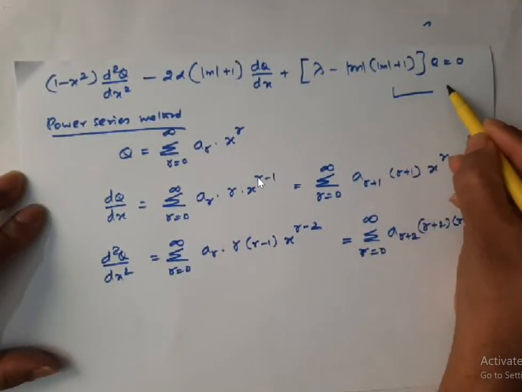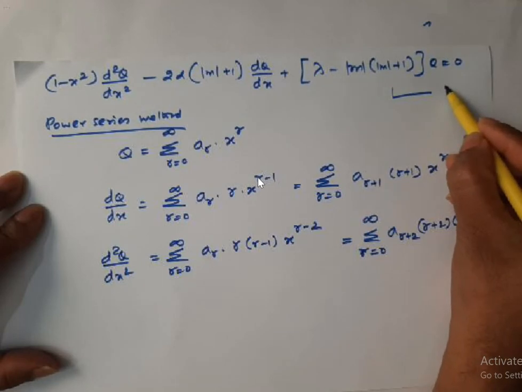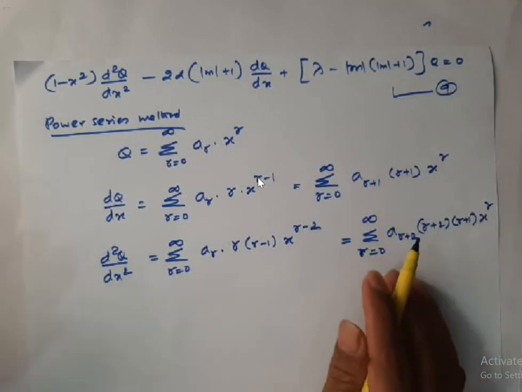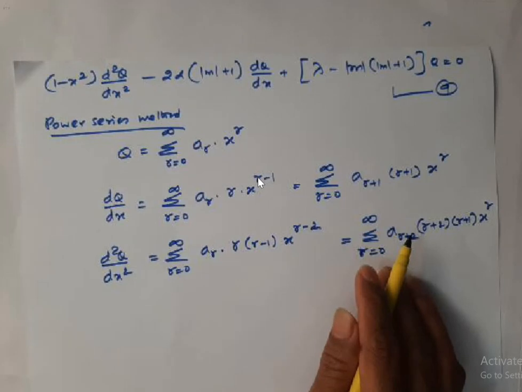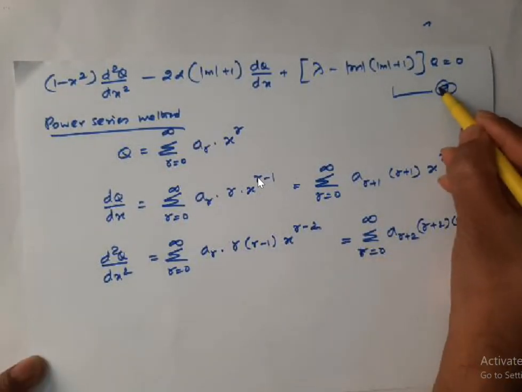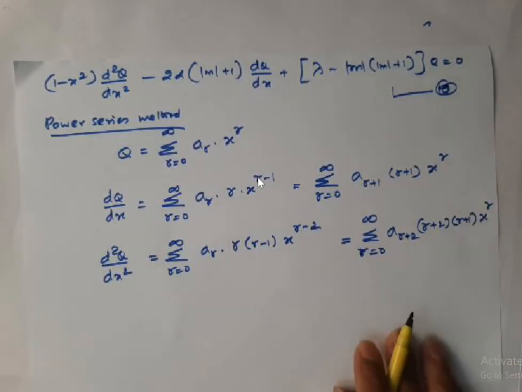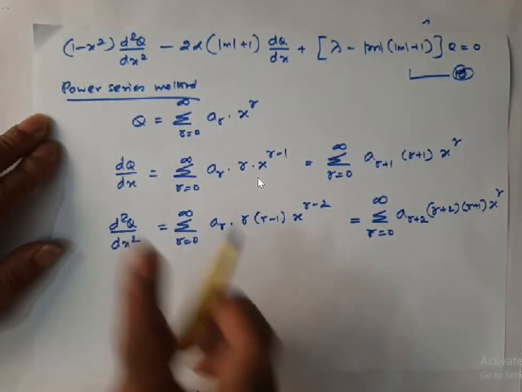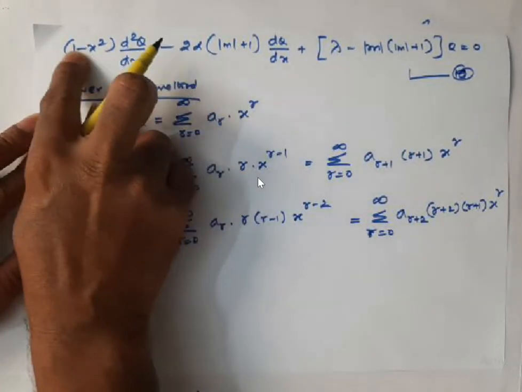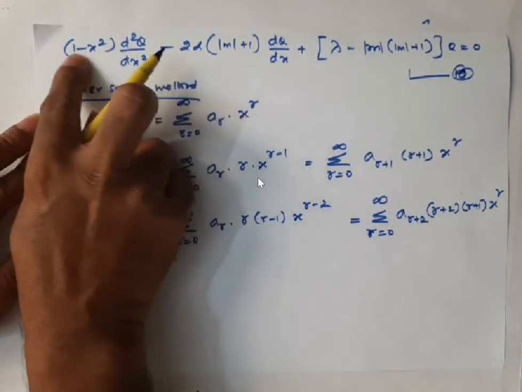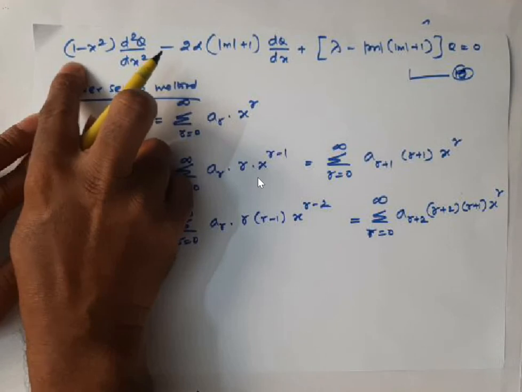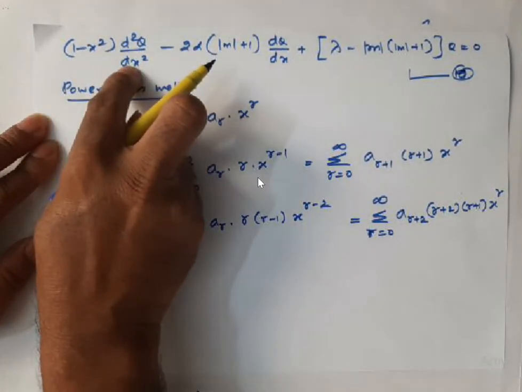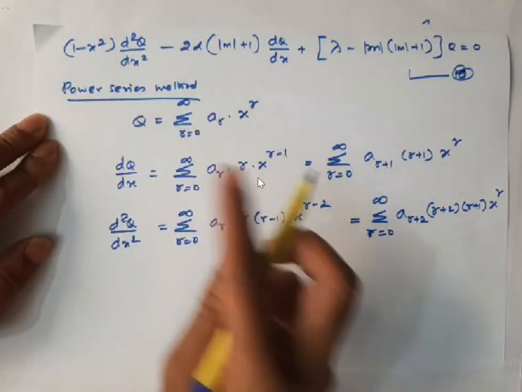Let me give a number to this equation. I think this is a running equation, equation number 9. Okay, I'm sorry, this is equation number 10. Now I'll substitute in equation number 10. So in equation number 10, I can separate this as the d square q by dx square term minus x square into d square q by dx square.